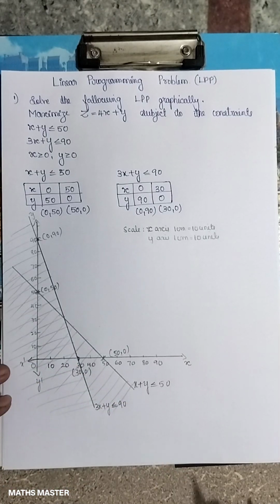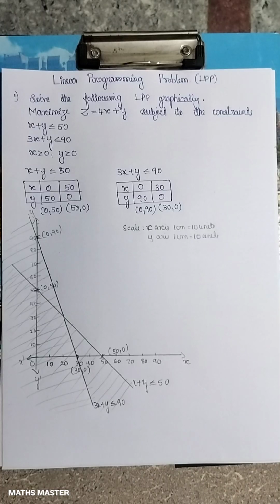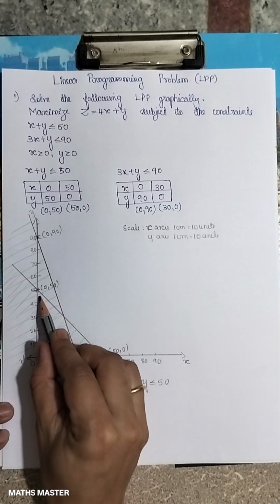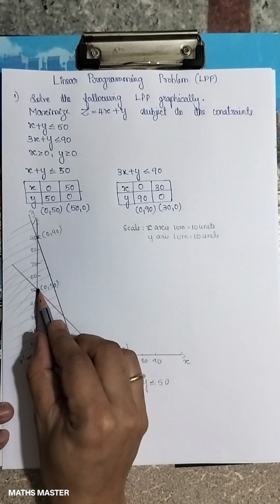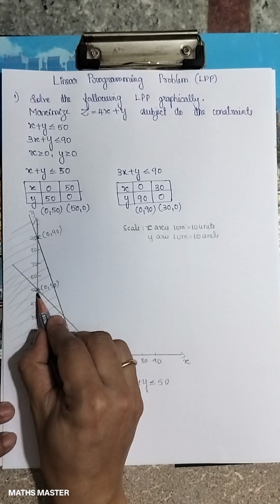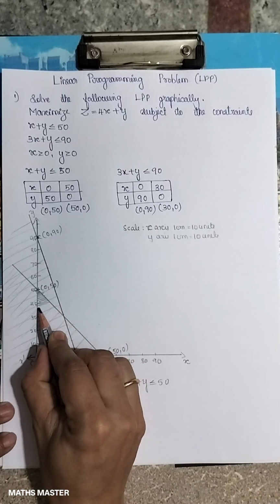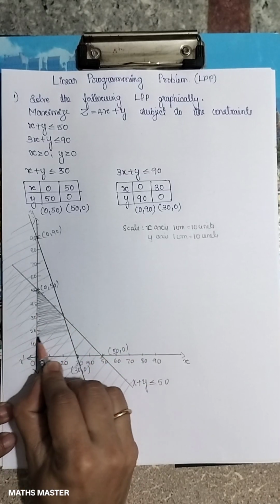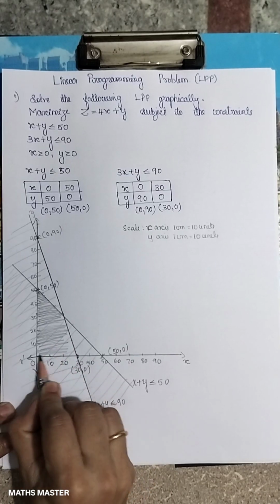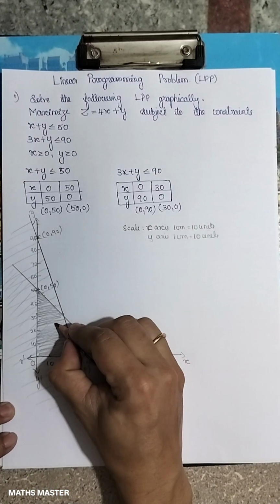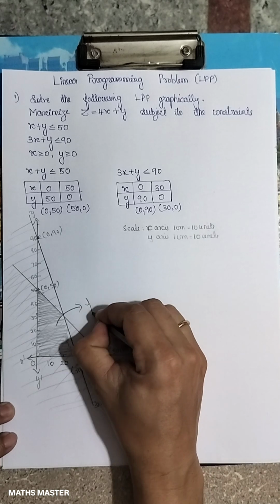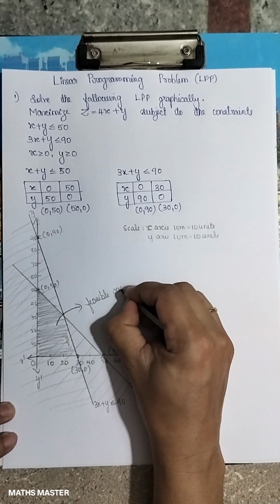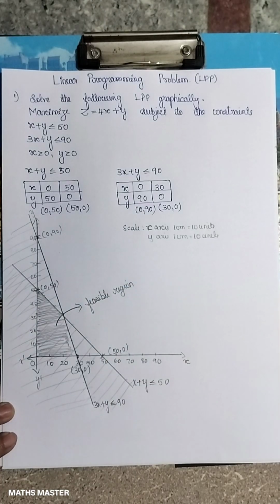So now comes the concept of feasible region, or where the solution lies. If you are observing, both the solution regions coincide here. Shade that region, highlight that region. So this region is called the feasible region. Once you get the feasible region, just write over there, that is the feasible region.